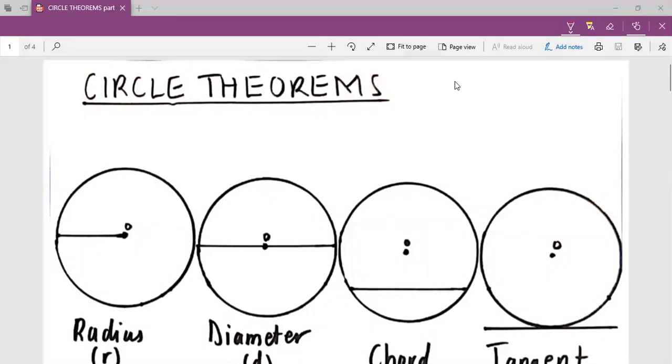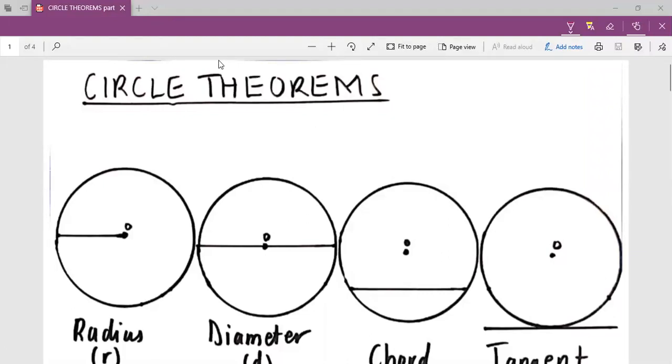Today we are going to look at circle theorems. However, because the theorems are many, today we are going to start with a few of them, and in the next lesson, we shall continue with the other theorems. Now, to begin with, we cannot go straight to the laws. We need to remind ourselves a bit of the rules that are governing circles and the meaning of circles.